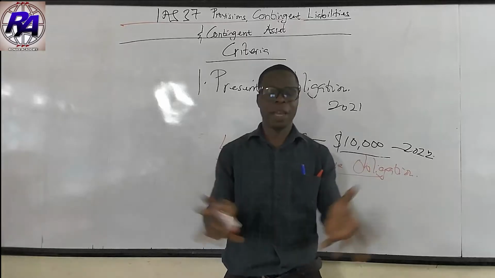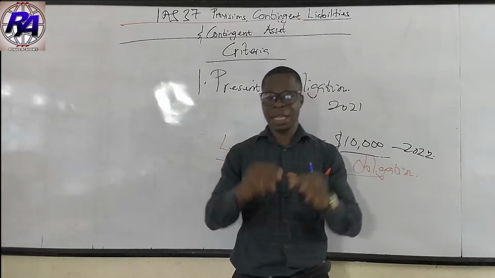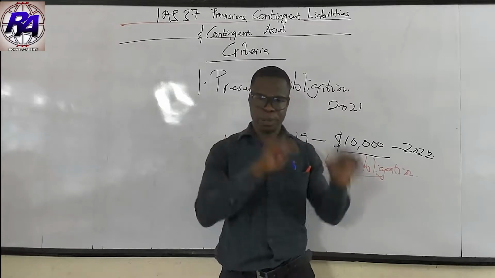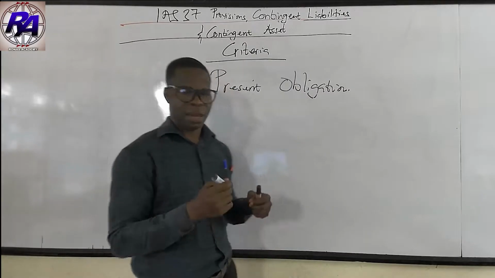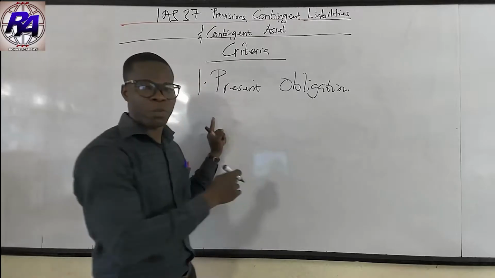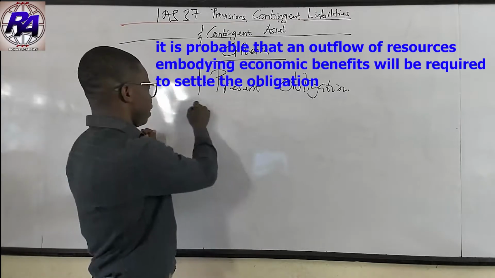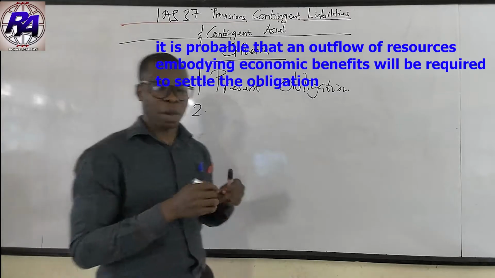So this is all the complications under the first criteria, which is present obligation. The second criteria that we are supposed to meet before we recognize provisions is that it must be probable.